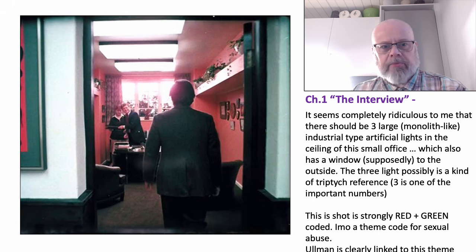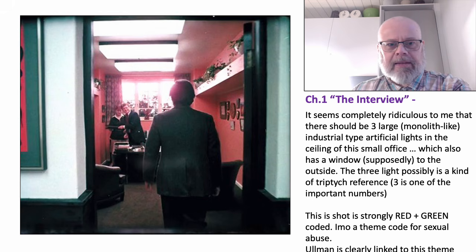Okay, so I left you off in the last part where Jack enters Ullman's office. Hi Jack, come on in, and so on. What I first noticed is that it seems completely ridiculous to me that there are three large, monolith-like, industrial-type artificial lights in the ceiling of this small office, which also has a window supposedly to the outside, the window we have discussed before, down there at the bottom.